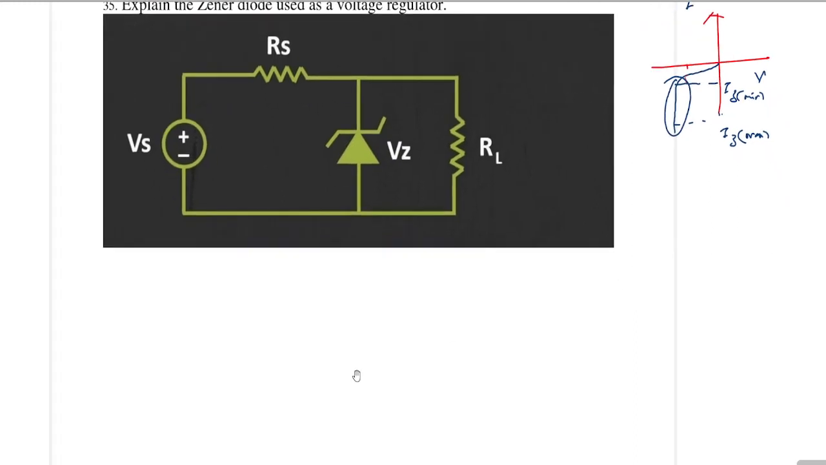Now here, learn the circuit diagram. It has a power supply. You can just draw a straight line like this, that's sufficient. It has a power supply, a straight line like this, and then we have a resistance called RS.